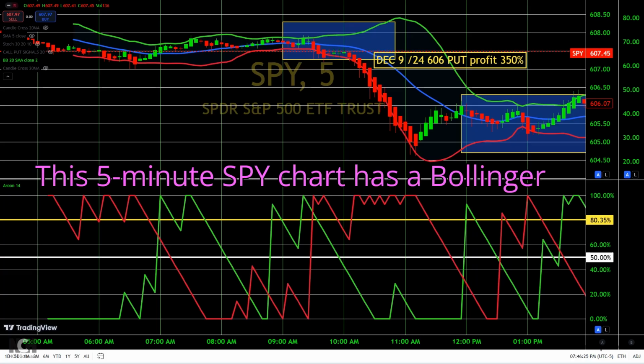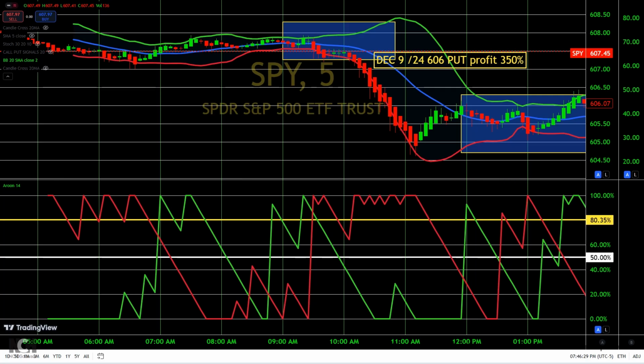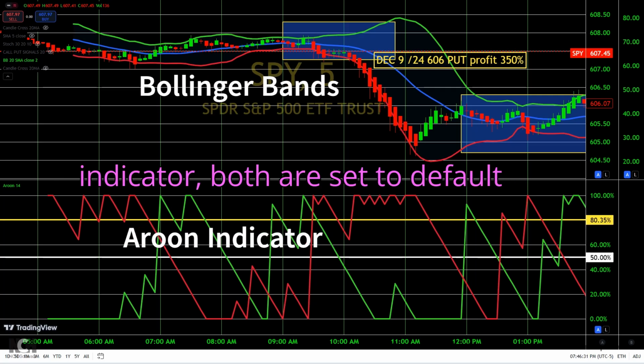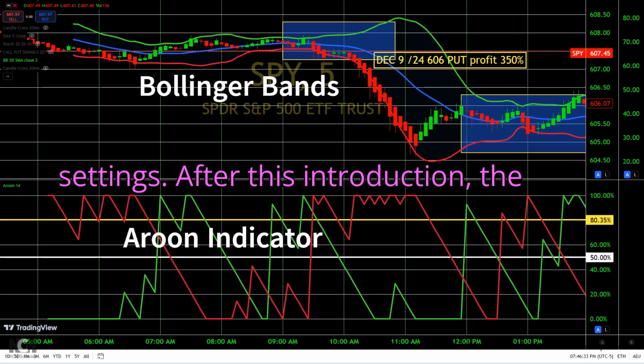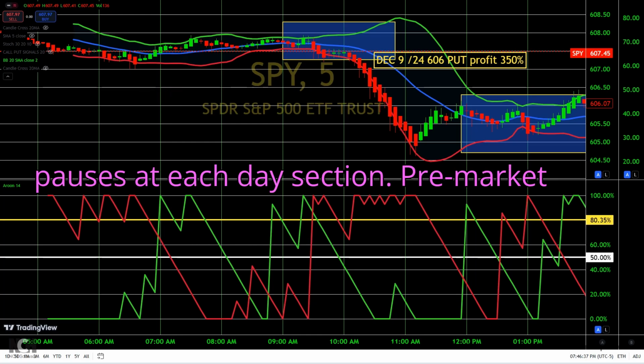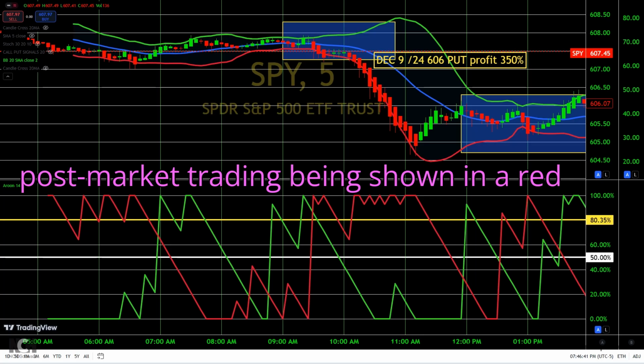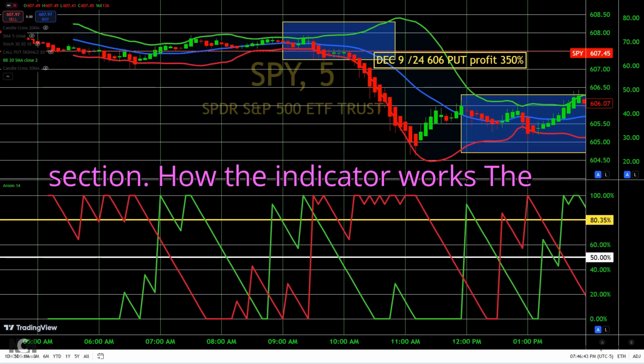This 5-minute SPY chart has a Bollinger Band indicator paired with an Aroon indicator, both set to default settings. After this introduction, the chart will move in a sped-up mode, with pauses at each day section. Pre-market trading is shown in a green section, with post-market trading being shown in a red section.